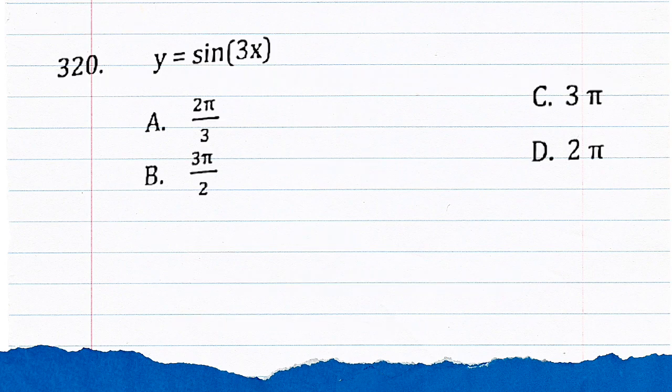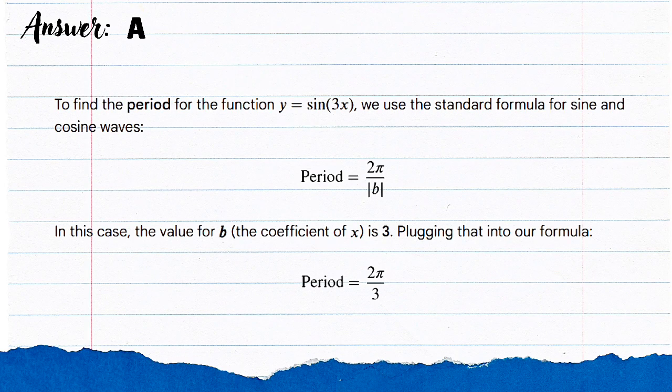Question number 320. Y equals sine 3x. And here are the choices. Letter A, 2 pi over 3. Letter B, 3 pi over 2. Letter C, 3 pi. Letter D, 2 pi. And the answer is letter A.